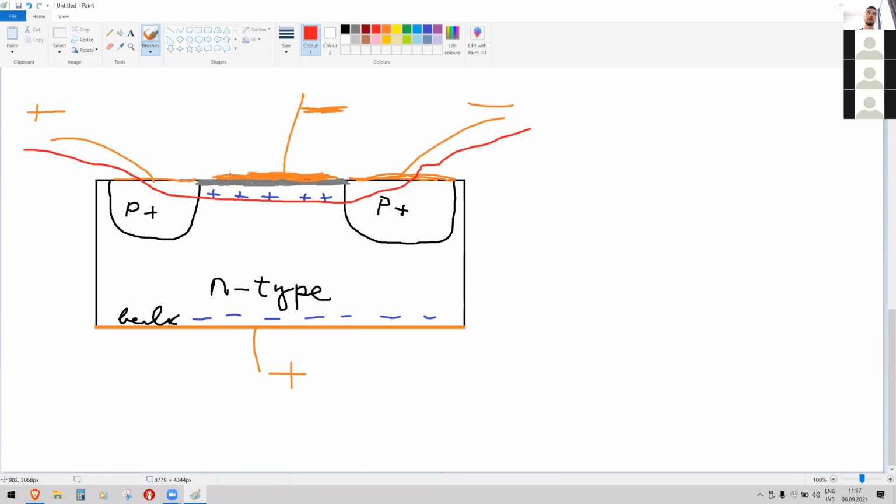And if we remove, for example, the voltage between gate and bulk, then electrons go back into their places, this region disappears, and electricity is not conducted anymore. So we can switch on and off the channels by putting voltage on gate. So again, this is called gate.